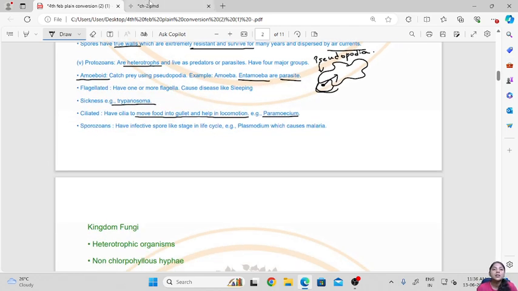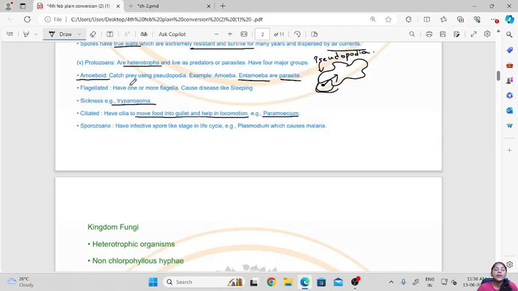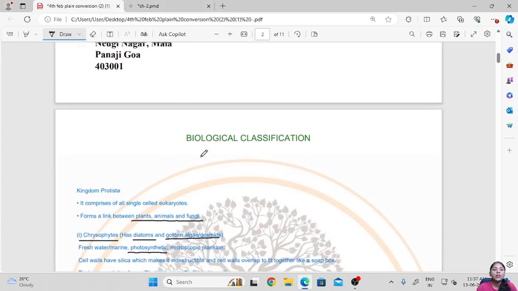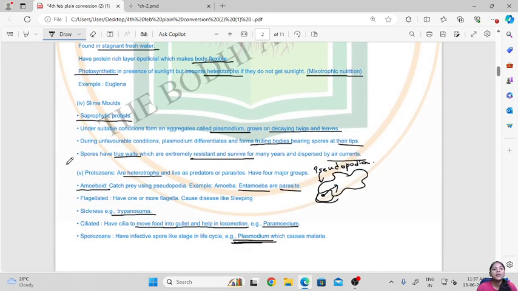Then the last type are the sporozoans. So the last type are the sporozoans, and they have an infective spore stage in their life cycle. For example, Plasmodium. So this Plasmodium is a sporozoan. It is a type of protist which causes malaria. So this includes diverse organisms that have an infectious spore-like stage in their life cycle, and the most notorious is Plasmodium, the malarial parasite which causes malaria, a disease which has a staggering effect on the human population. So this is all about the kingdom Protista. We have seen under kingdom Protista chrysophytes, dinoflagellates, euglenoids, slime molds and the protozoans.